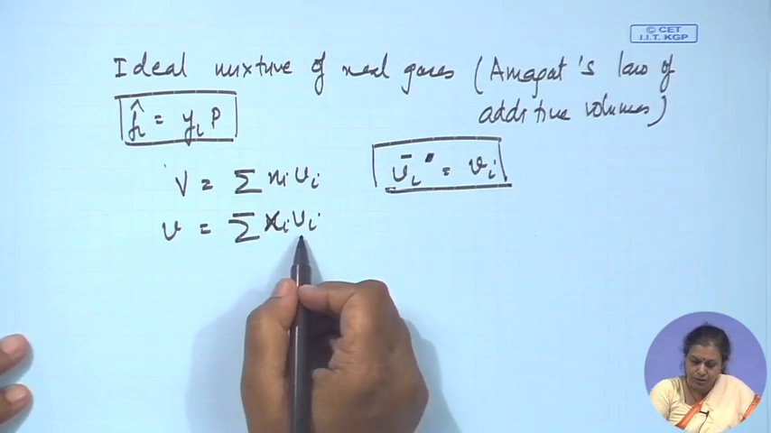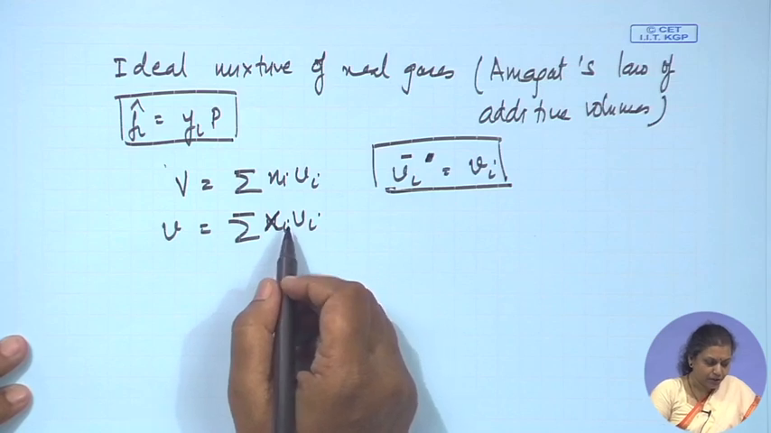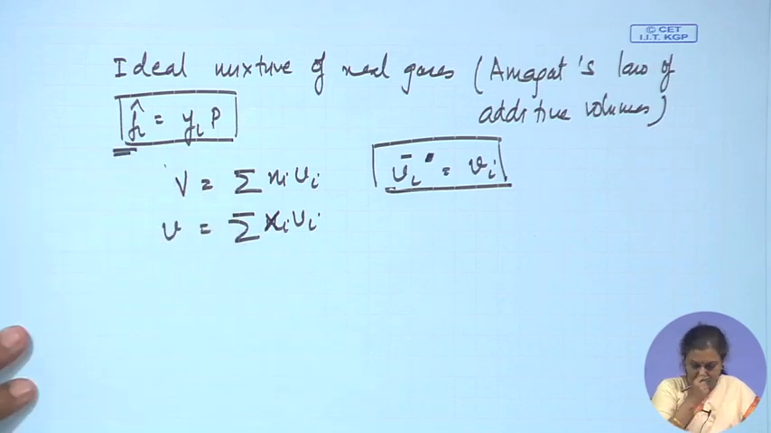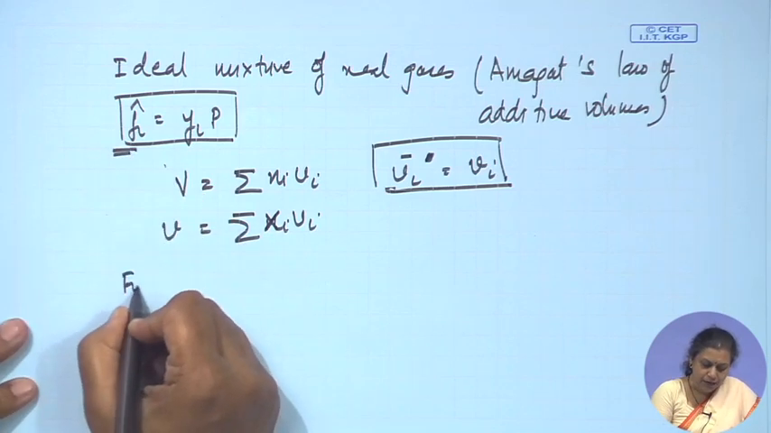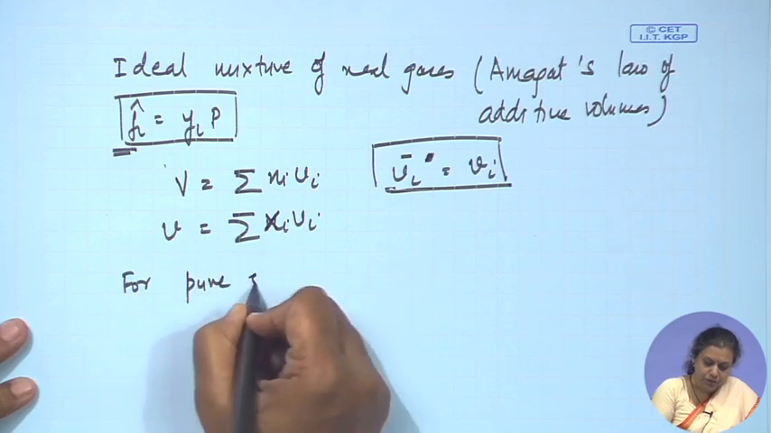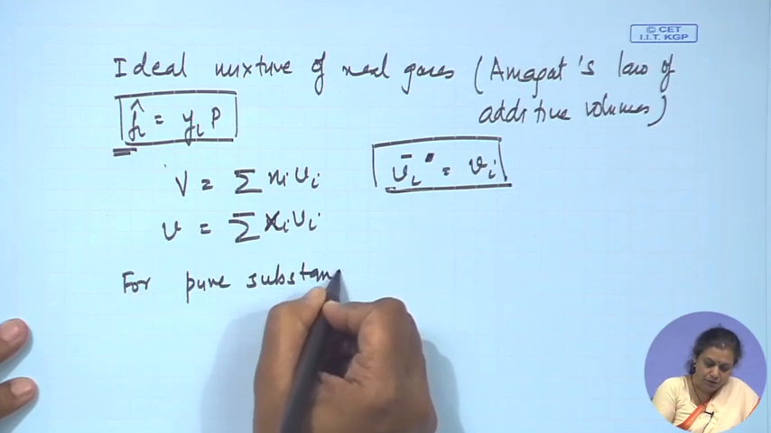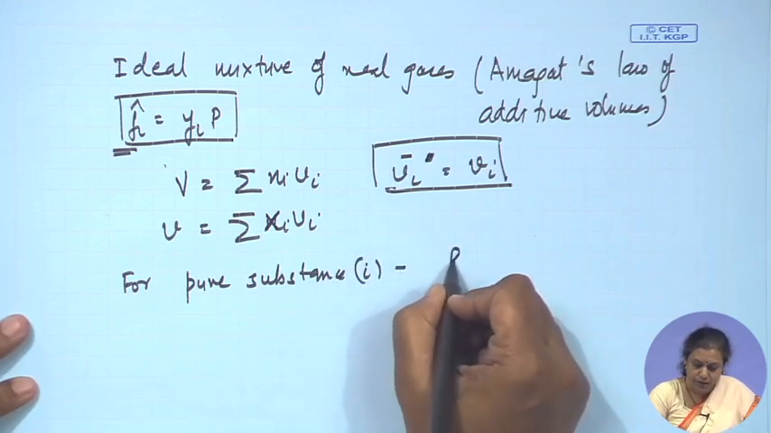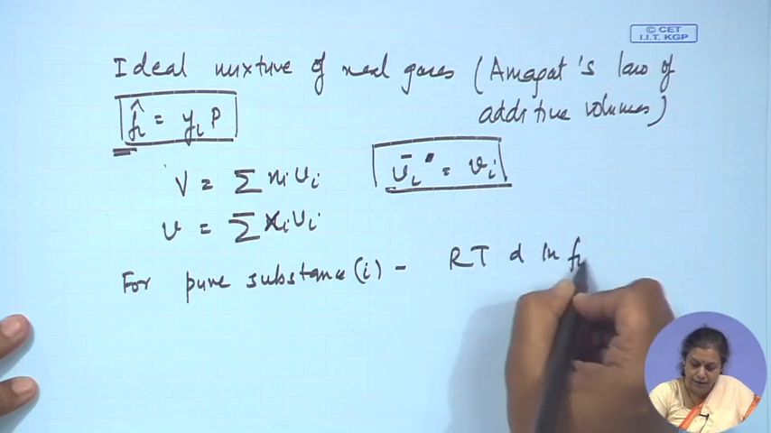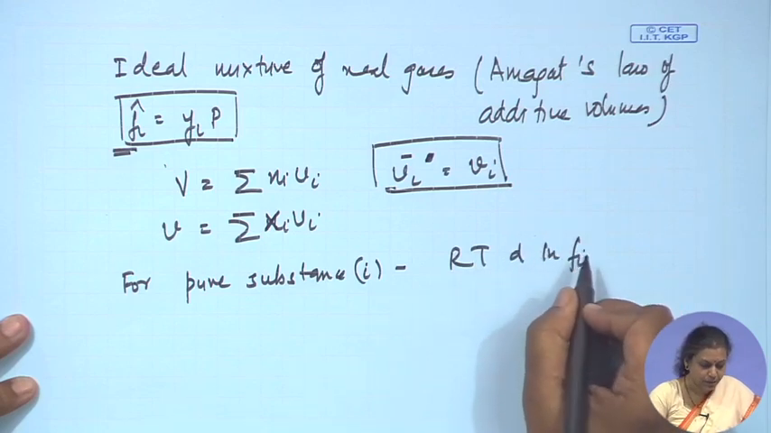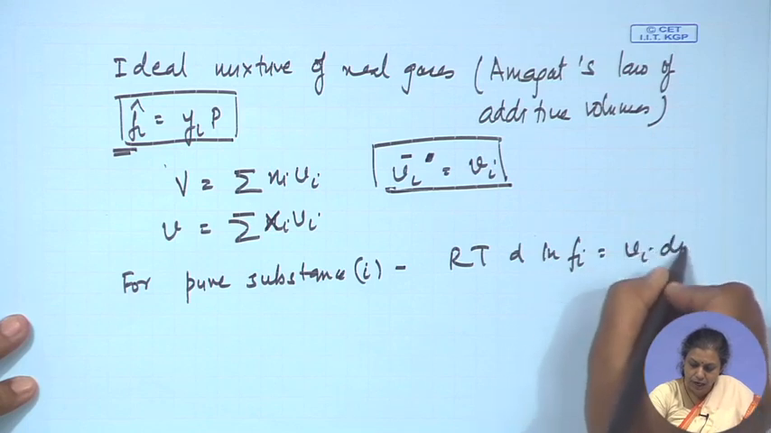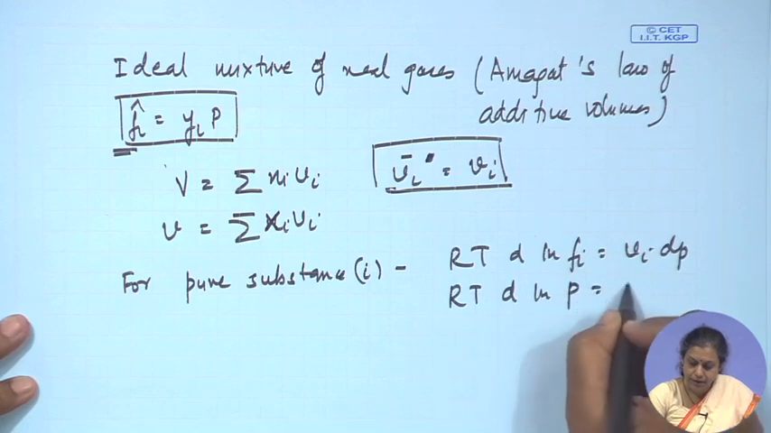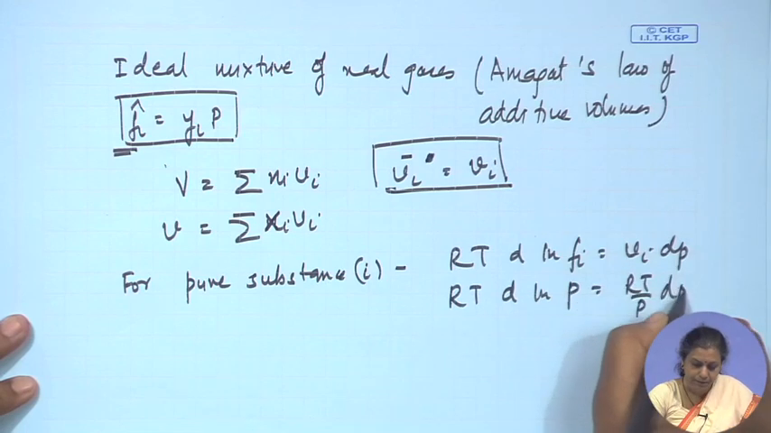Now, suppose we use this particular assumption. Let us see what is the expression of the partial molar fugacity that we get. Again, we start from the very basics. Suppose we have a pure substance, component I. We can write RT dln Fi in the pure state, it is just a subscript, nothing else, equals Vi dP. And in the ideal gas state, it is RT by P dP, right.